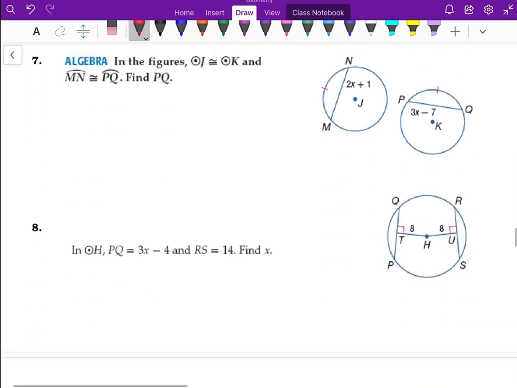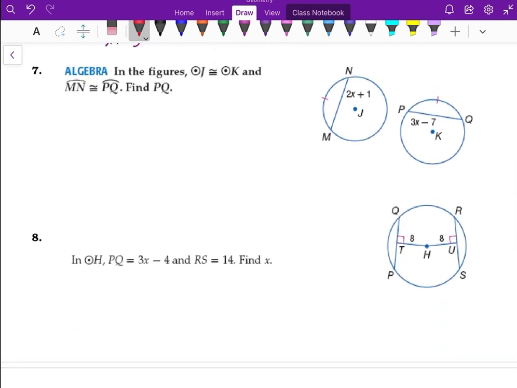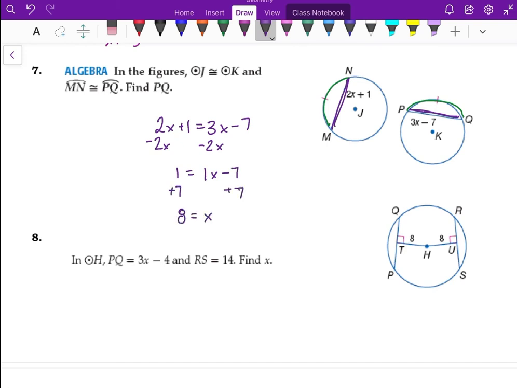I'm going to move on to number 7 and 8. So number 7, I'm told that these circles are congruent, and I'm also told that this arc is the same as this arc, which means that these line segments are the same. So I'm just going to set these two chords equal to each other. So 2x plus 1 is equal to 3x minus 7. I'm going to subtract 2x from both sides. And I'm going to get 1 is equal to 1x minus 7. Add 7. And I get 8 is equal to x, or 1x.